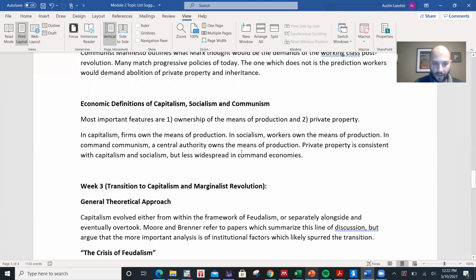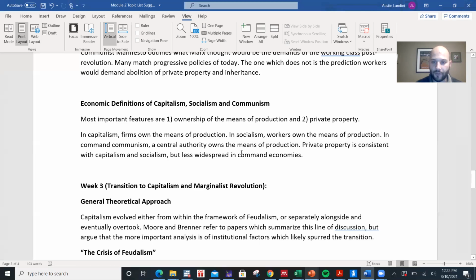Right, so I'll take a second here to define capitalism, socialism, and communism in an economic sense. The most important features of these definitions economically are first and foremost ownership of the means of production, with a secondary emphasis on the existence of private property. So on the ownership of means of production in capitalism, it's firms, corporations who own the means of production, and sometimes individuals own these corporations.